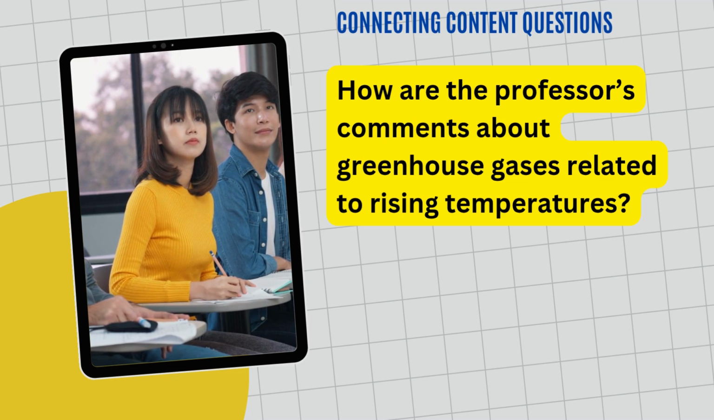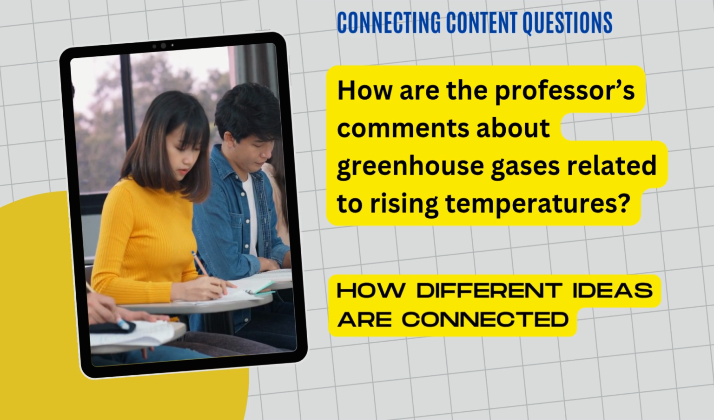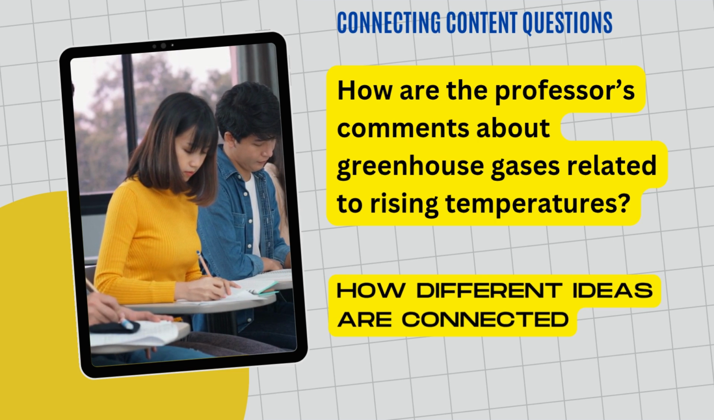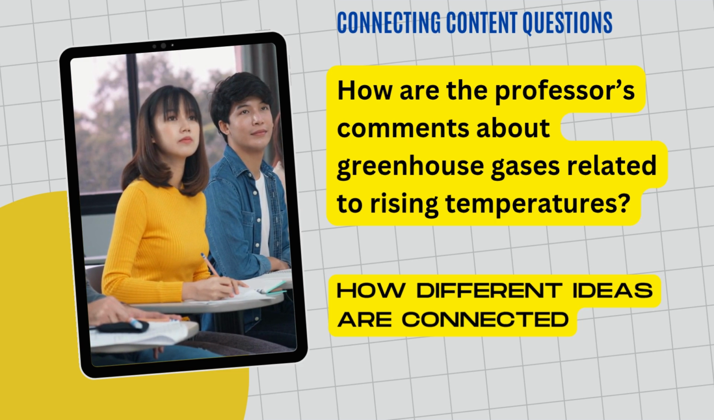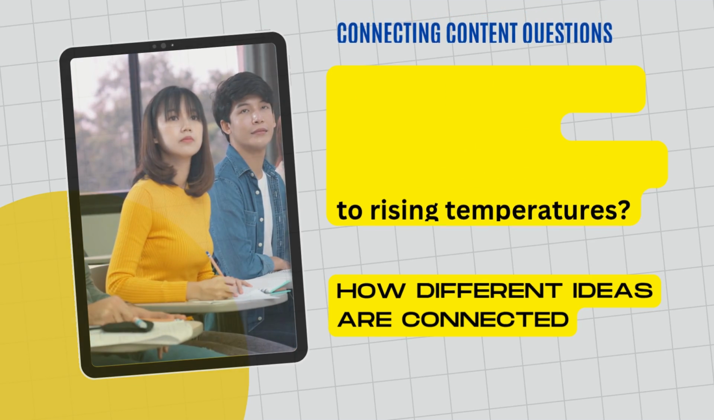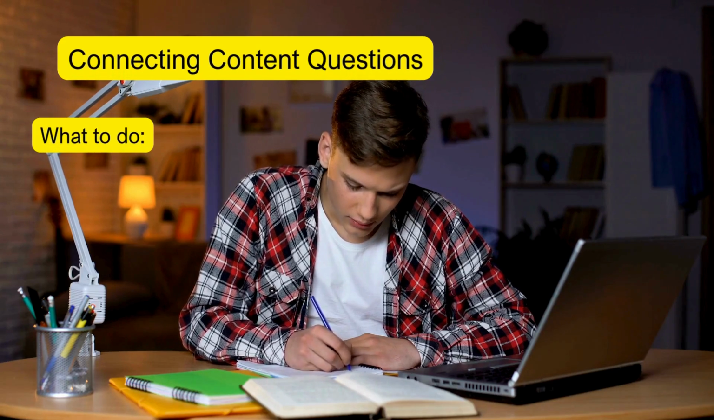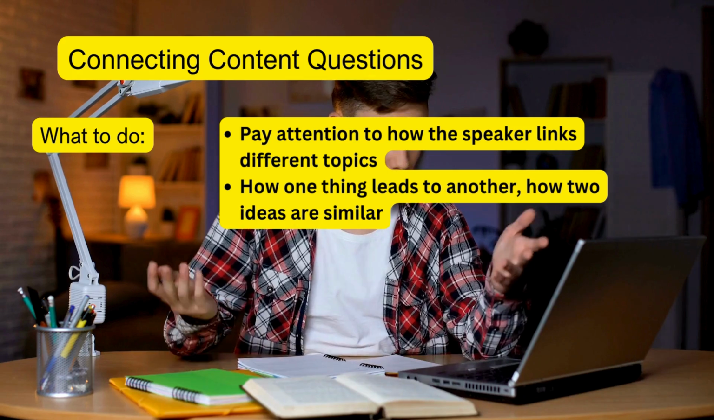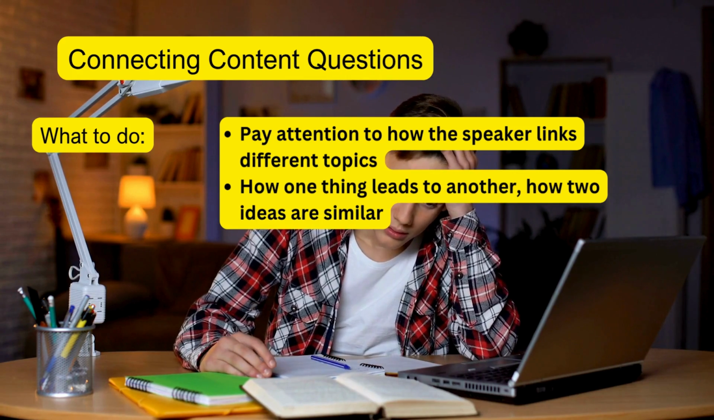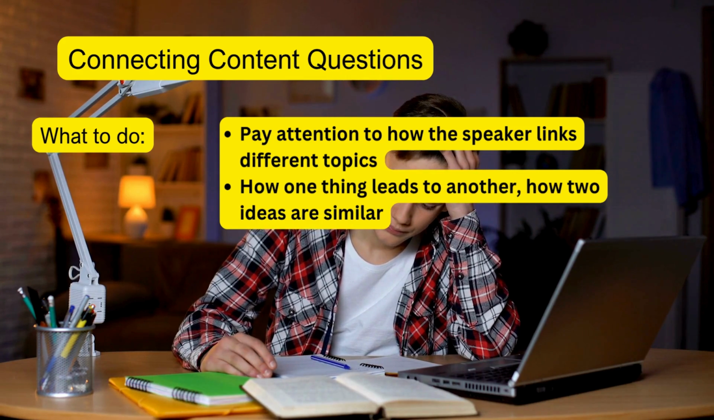What this question is asking is for you to understand how different ideas are connected. You'll need to identify relationships between concepts, such as cause and effect or comparison. Here's how to approach this type of question. Pay attention to how the speaker links different topics. Are they showing how one thing leads to another, or how two ideas are similar?